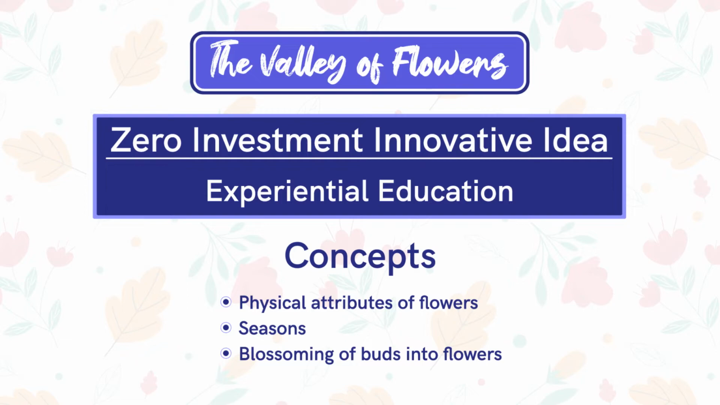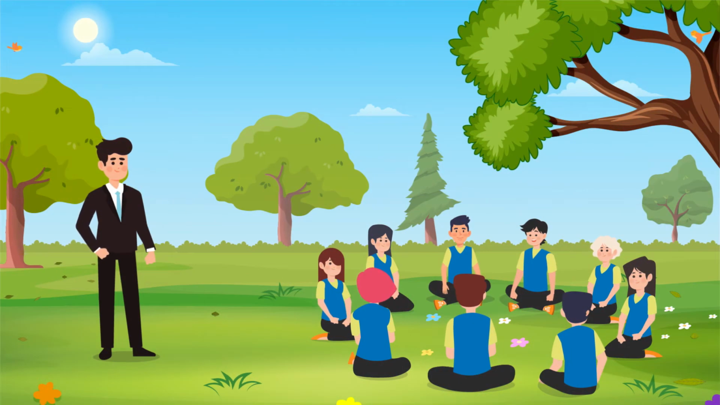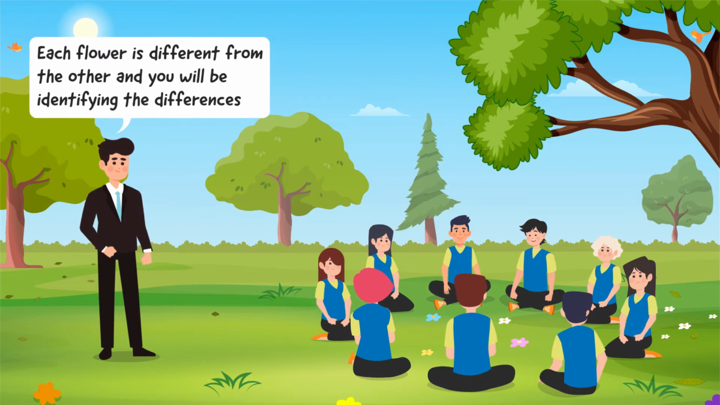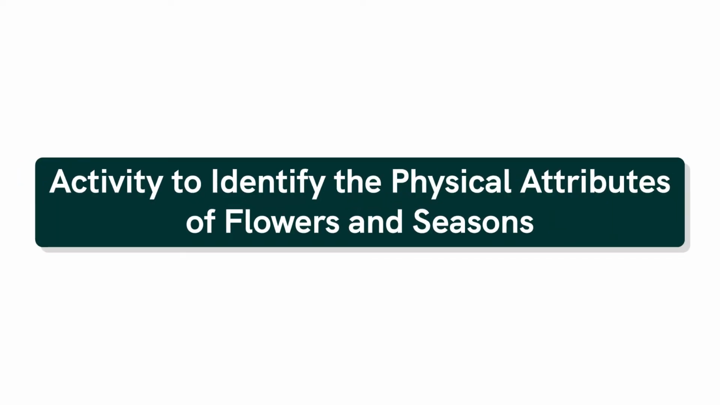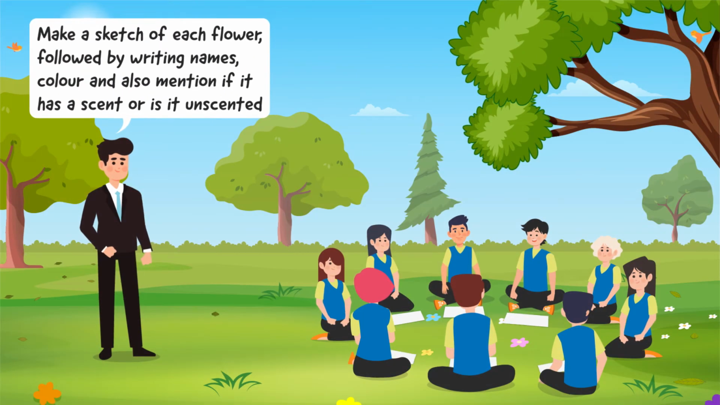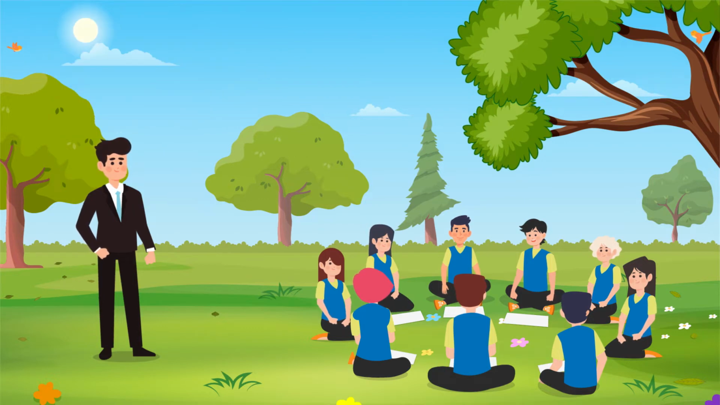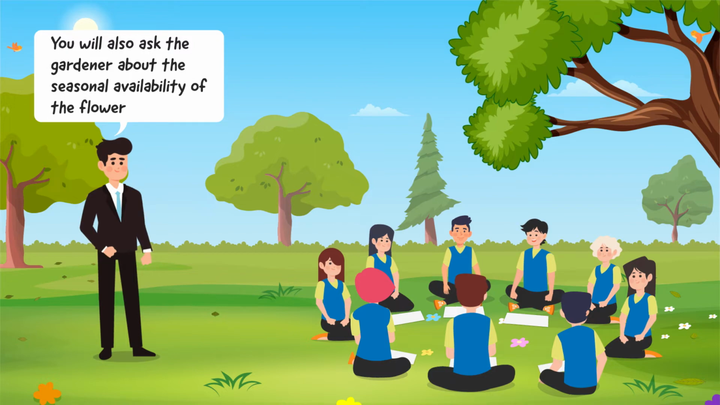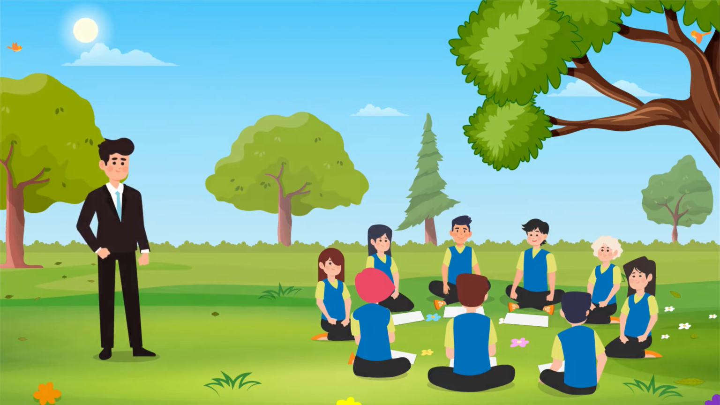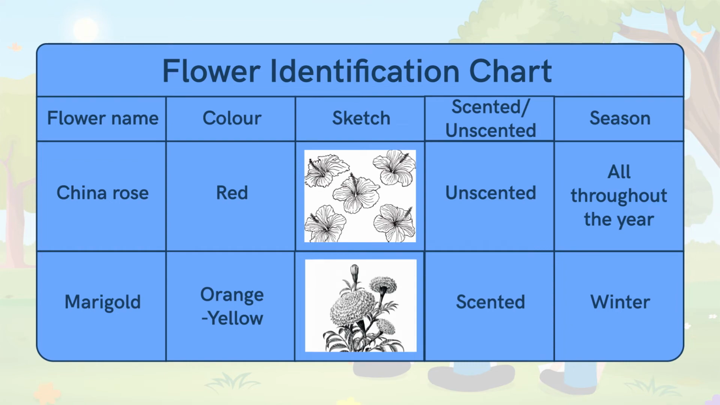So, let's begin. Inform the students that each flower is different from the other and they will be identifying the differences. Conduct an activity to identify the physical attributes of the flowers and the seasons. Tell the groups to make a sketch of each flower, followed by writing their name, color, and to also mention if it has a scent or is it unscented. They must also ask the gardener about the seasonal availability of the flower. Fill this table after making the identification.